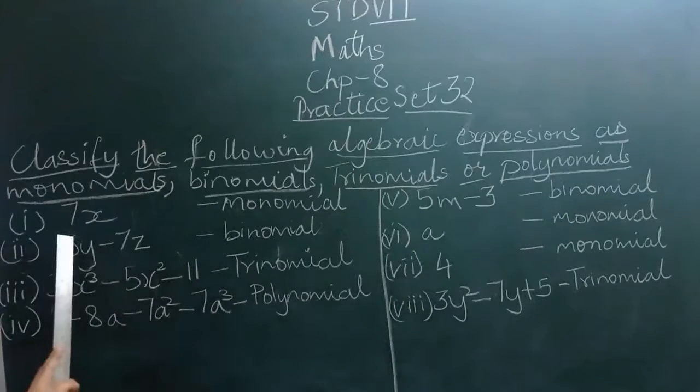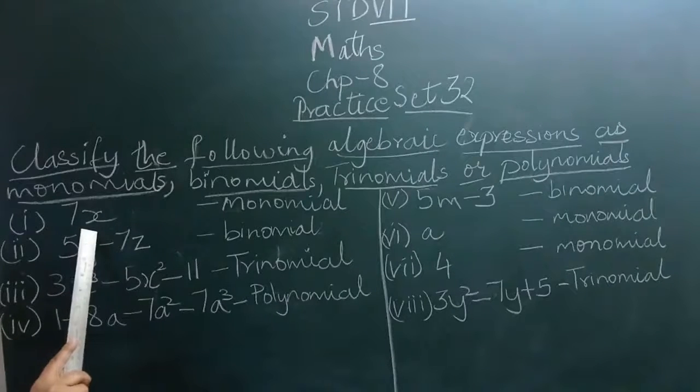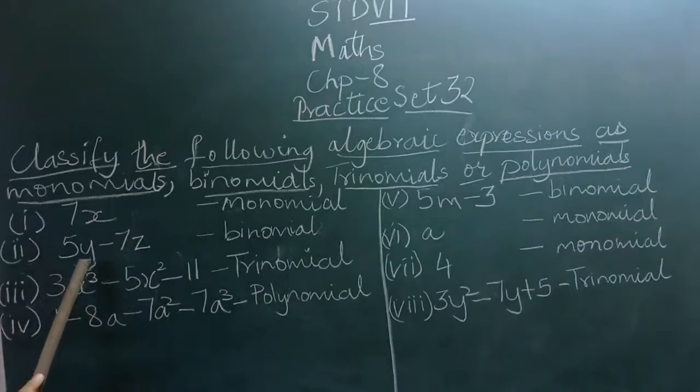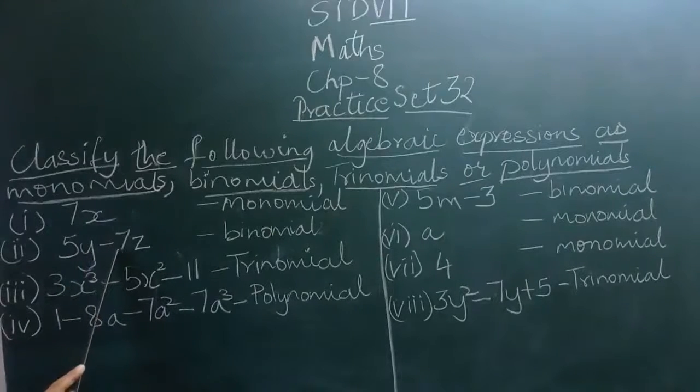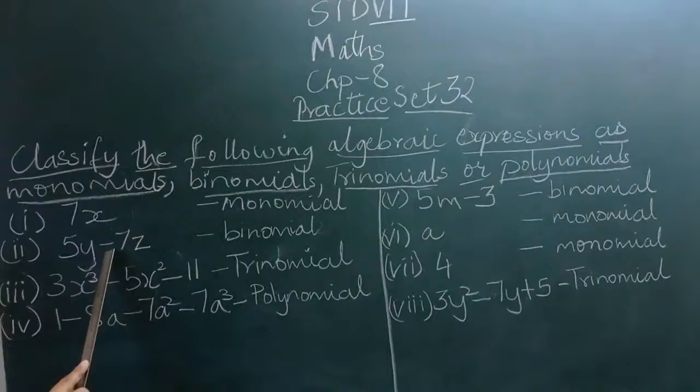Let's see the first one, 7x. It is one term, so we can call it a monomial. Second one, 5y minus 7z. Here there are two terms, 5y first one and the second one is minus 7z. It is a binomial because it is separated with a subtraction sign.